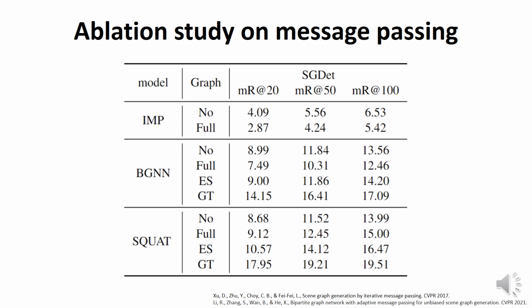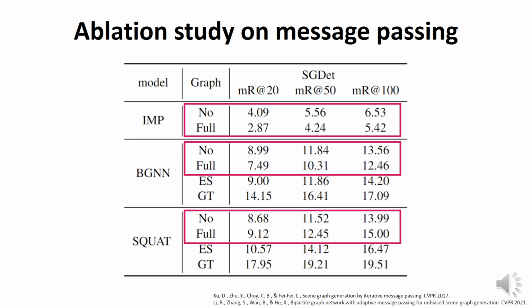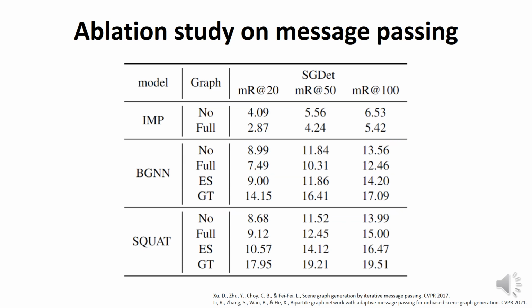Finally, we observe the performance of message passing through various types of graphs. We empirically observe that message passing on a fully connected graph is meaningless or even harmful for scene graph generation. To further investigate the effect of edge selection, we applied message passing through ground truth scene graphs to each model. Every model outperforms state-of-the-art models by a considerable margin. It shows that removing the irrelevant edges is crucial for scene graph generation. Lastly, the edge selection module improves the performance of not only SQAT but also BGNN. It shows that the edge selection module may be a useful plug-and-play module for meaningful message passing.